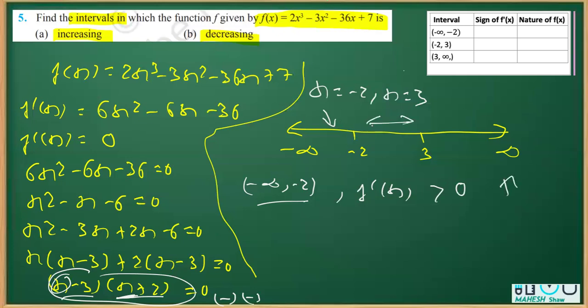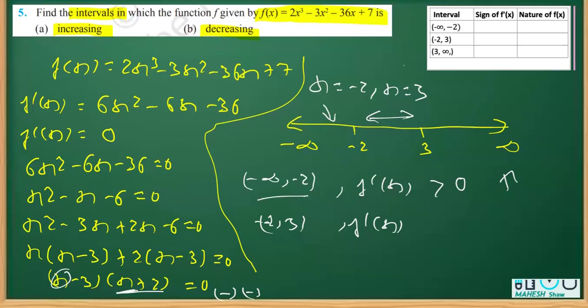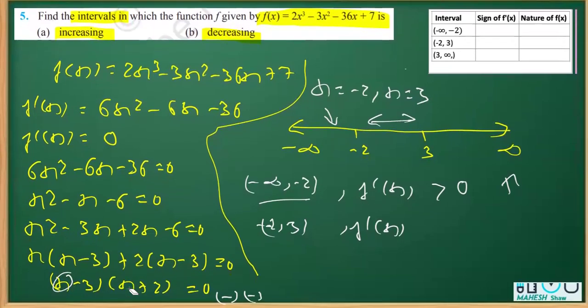Now coming to the next interval, from minus 2 to 3, we'll check the sign of f dash x. I can place 0 here. Placing x as 0, we get a negative and a positive, and negative and positive will give you negative. So we'll say that in this interval f dash x is less than 0. So it is decreasing.